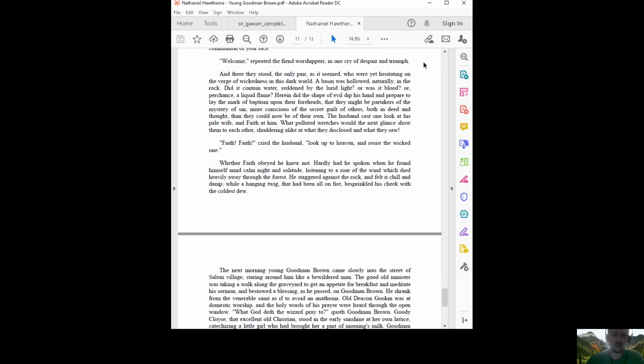The husband cast one look at his pale wife, and faith at him. What polluted wretches would the next glance show them to each other, shuddering alike at what they disclosed and what they saw.